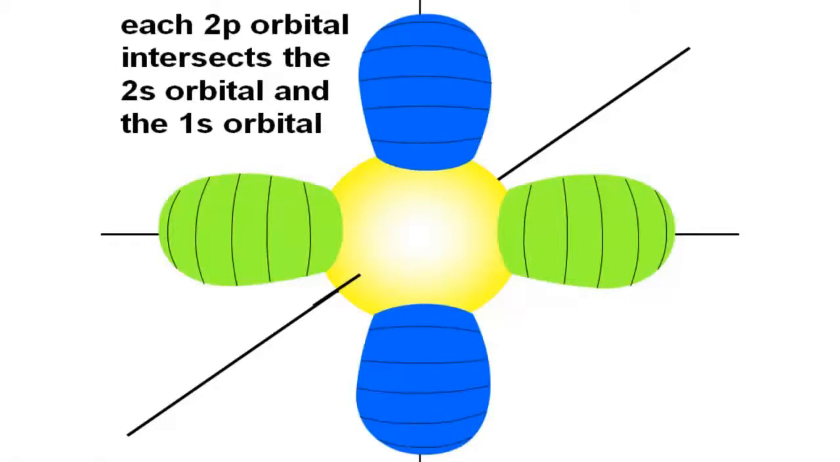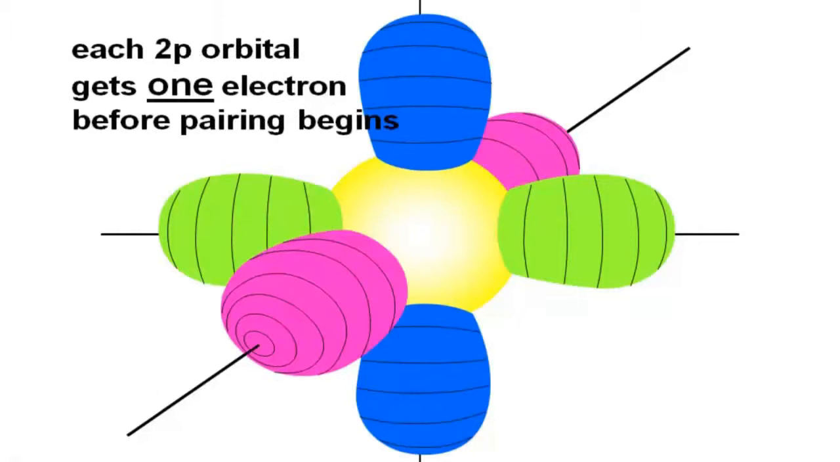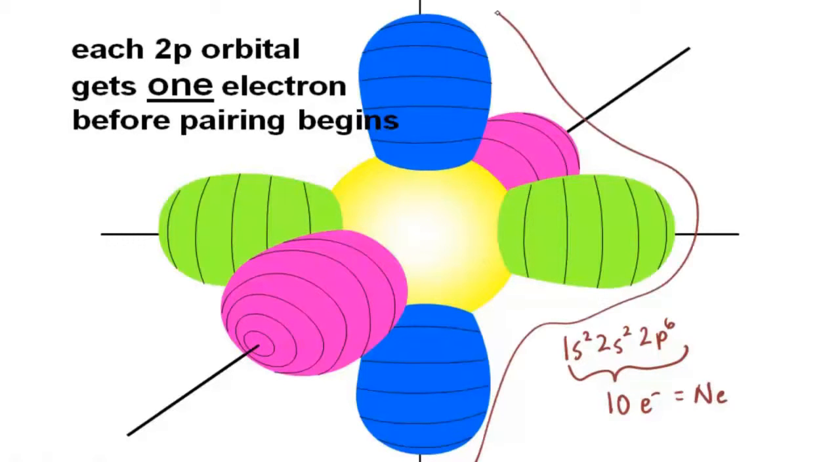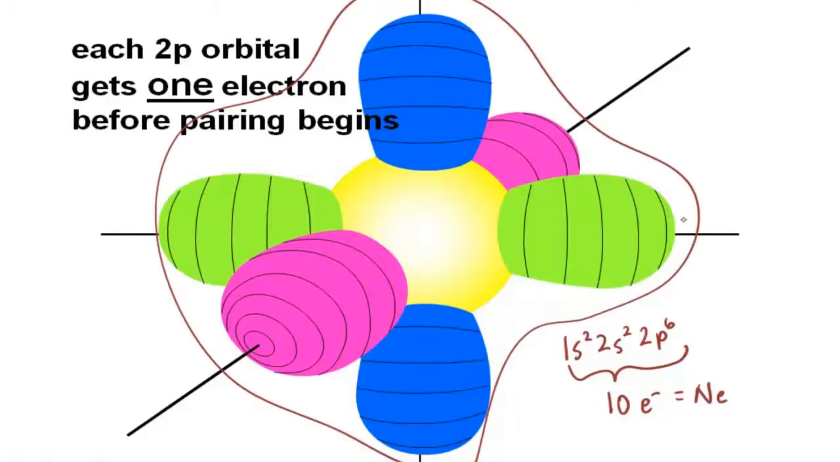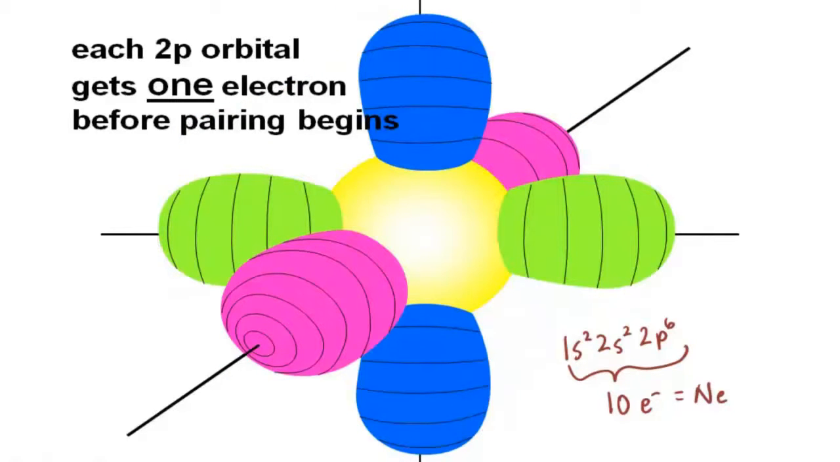Another electron would come and fill this 2p orbital, and another electron would come and fill this 2p orbital. Let's say all these orbitals are completely filled, and therefore we would have the 1s orbital with 2 electrons, the 2s orbital with 2 electrons, and the 2p orbitals with 6 electrons. How many electrons total is that? 10 electrons. What element has 10 electrons? Neon. So if all of these orbitals are filled up, that would be 10 electrons, and that would be neon.